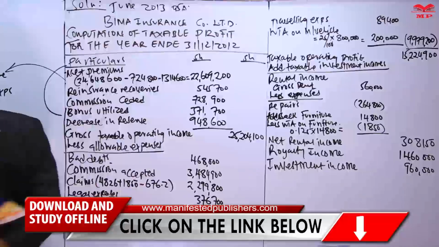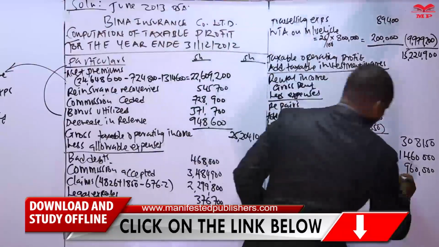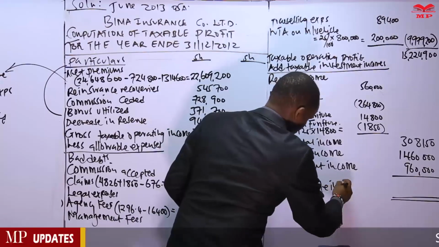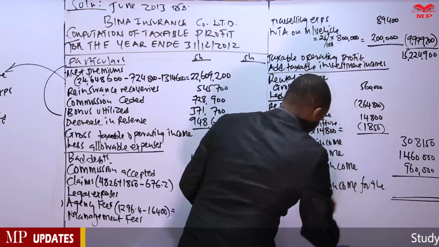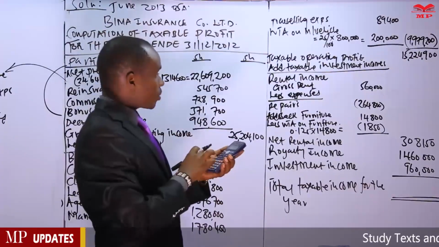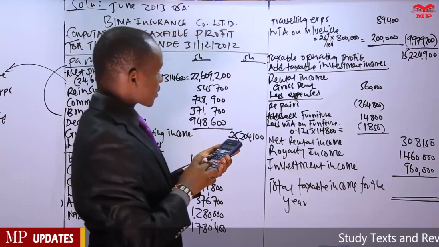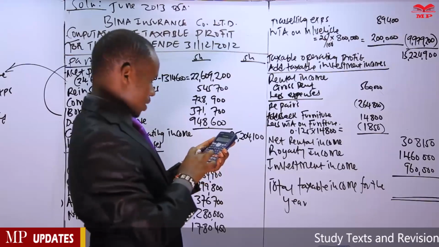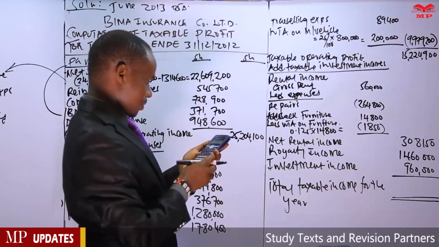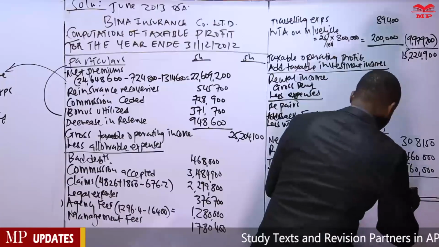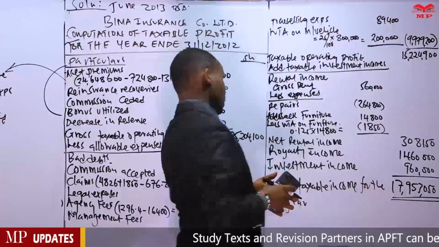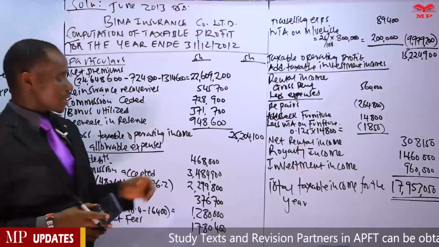So we can now get the total taxable income for the year. This is equal to 15,224,900 plus 308,150 plus 1,460,000 plus 960. So in total we have 17,953,050. So that is the gross taxable income for the year.